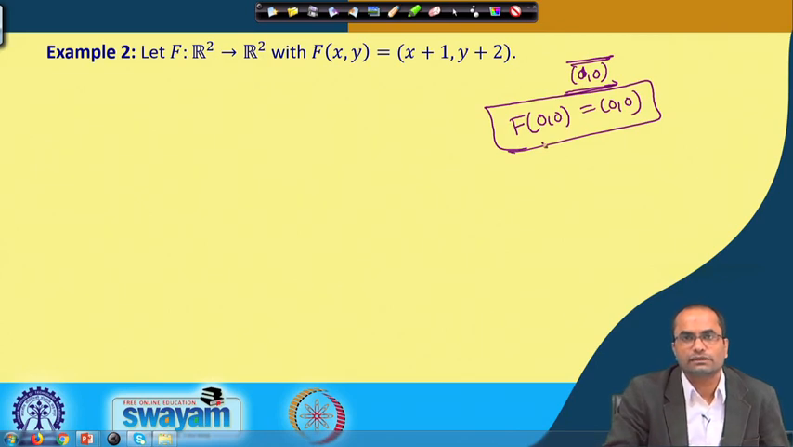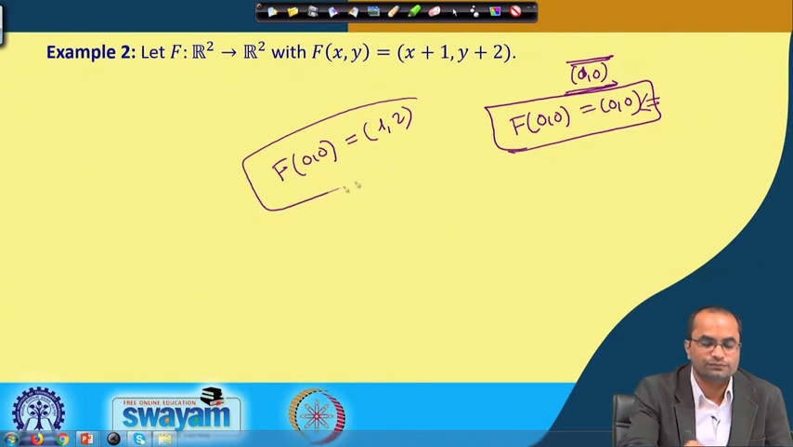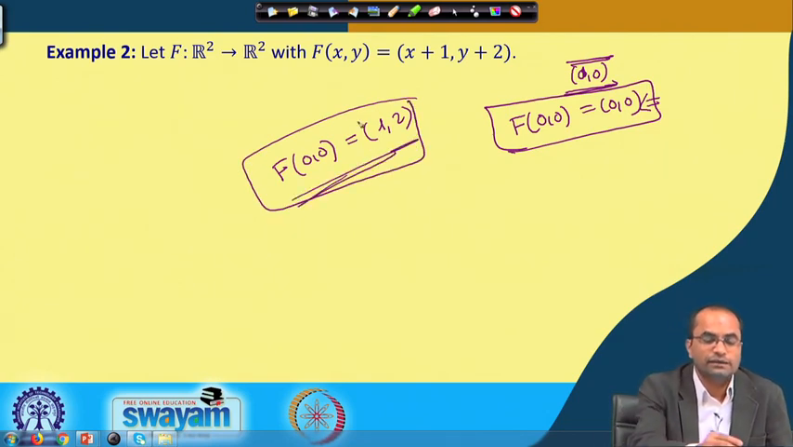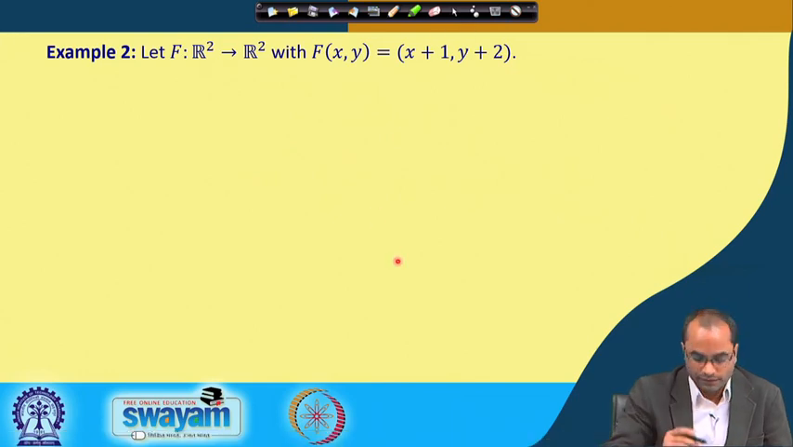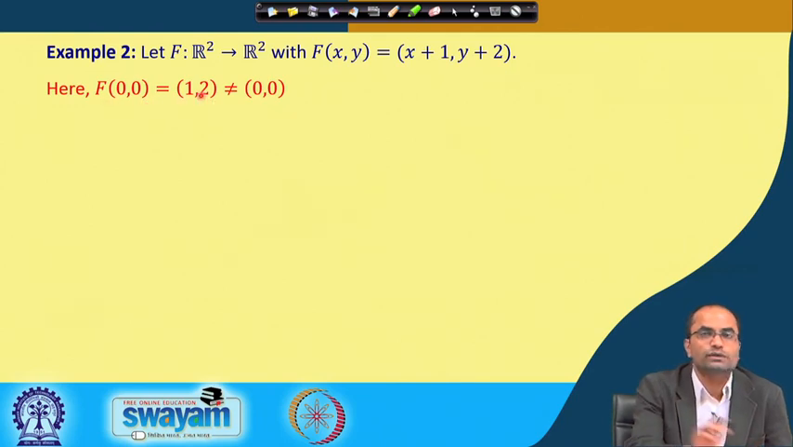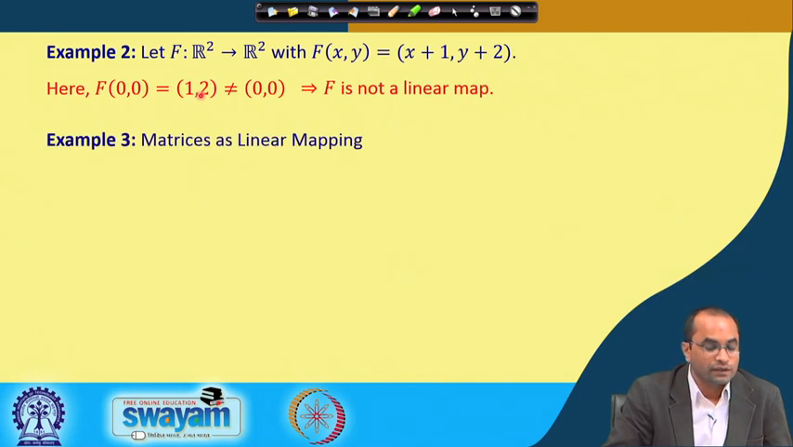That is the necessary condition of a linear map, but what we observe here is that when we apply this f on (0, 0), we are getting (1, 2). So, this cannot be a linear map, because it is not mapping the (0, 0) element to the (0, 0) element, but it is mapping it to the (1, 2) element, which cannot be a linear map.